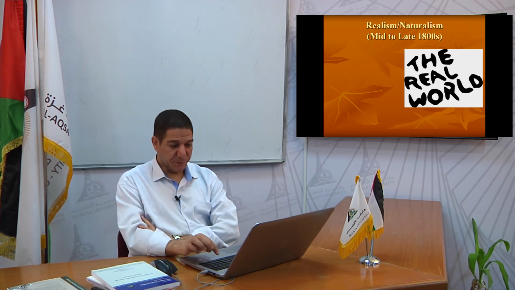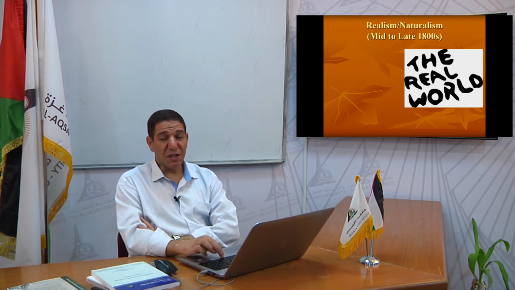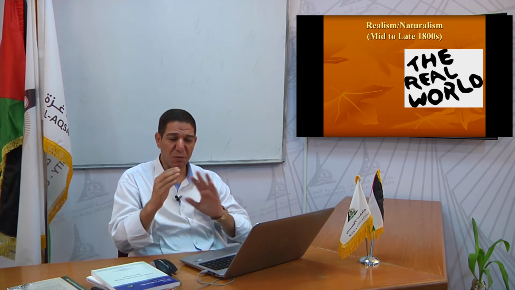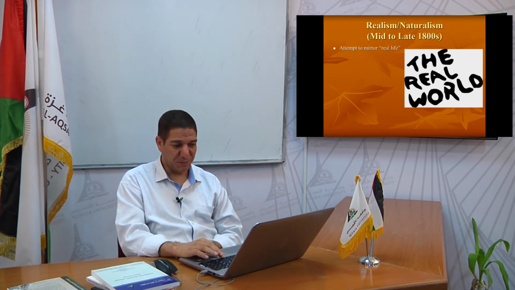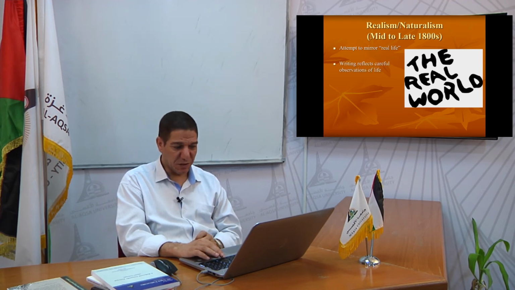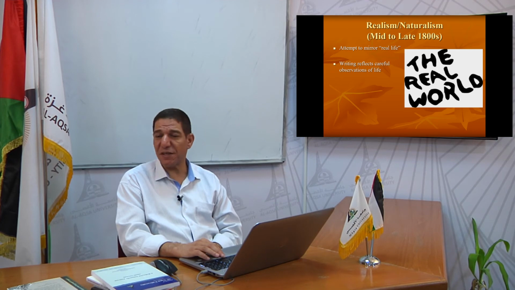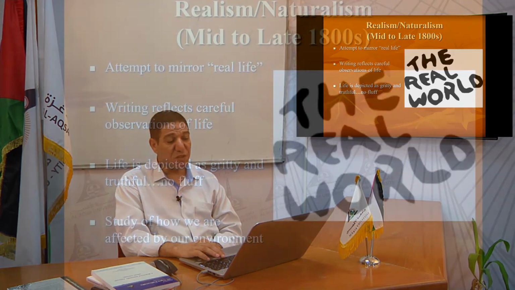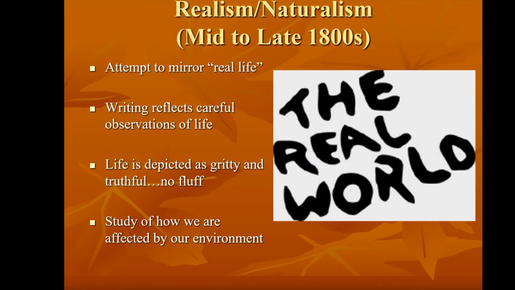Okay? It focused on portraying, describing the world as it is, attempting to mirror real life. Writing reflects careful observations of life. Life is depicted as gritty and truthful, no fluff. Okay? Study of how we are affected by our environment. So these are the main characteristics of realism.